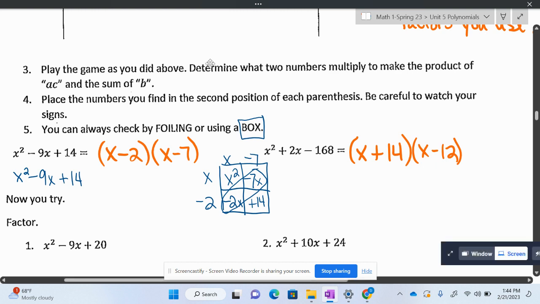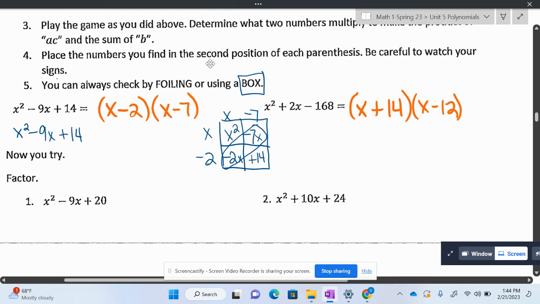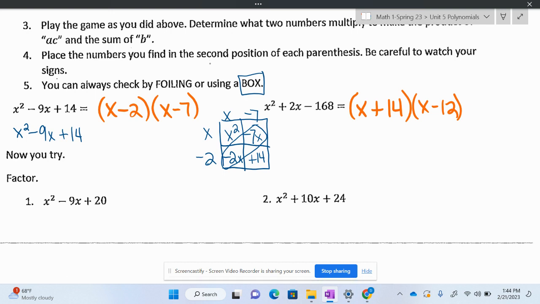Questions? Okay, you guys have number 1 and 2 at the bottom. I'm going to freeze the screen. You guys are doing number 1 and 2 at the bottom. It says now you try. You're doing number 1 and number 2.